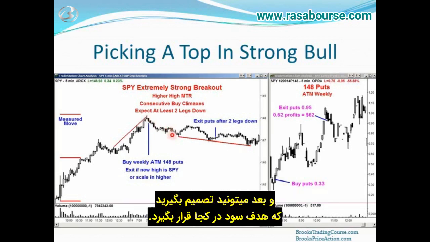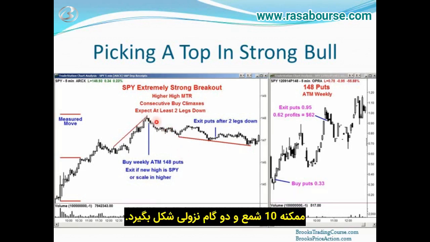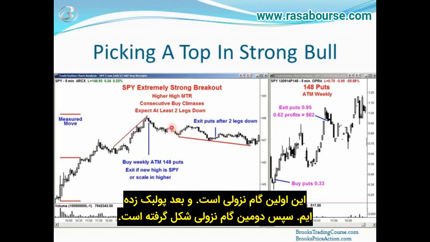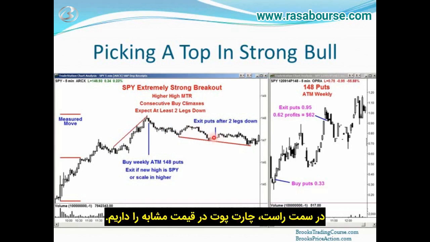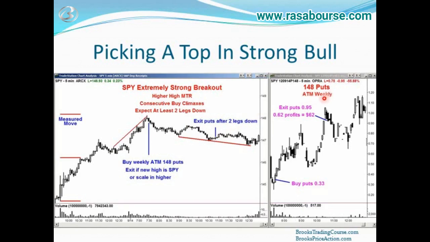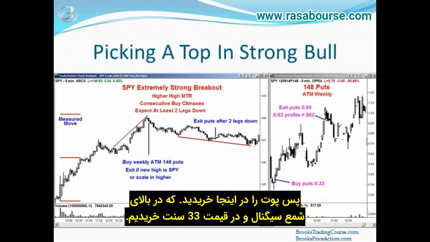All right. You could then decide what your target is. You want 10 bars, 2 legs down. Well, you have 1 leg down, pull back, and a 2nd leg down, and you could exit your puts down here. Here's a chart of that particular at the money 148 put, right? So you bought the put here, 33 cents above this signal bar.